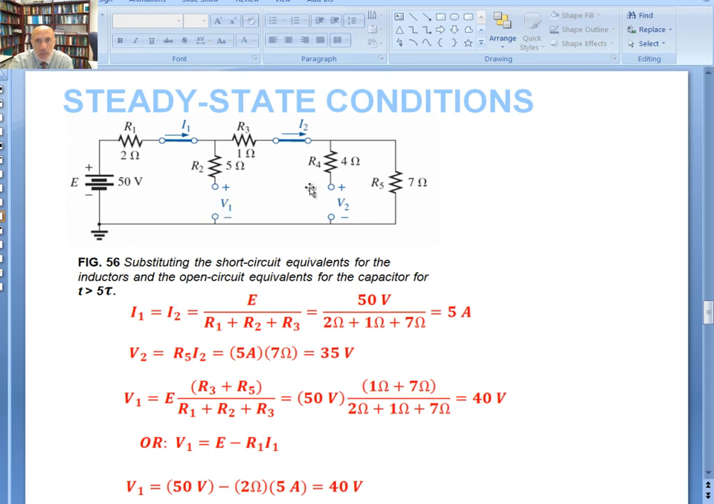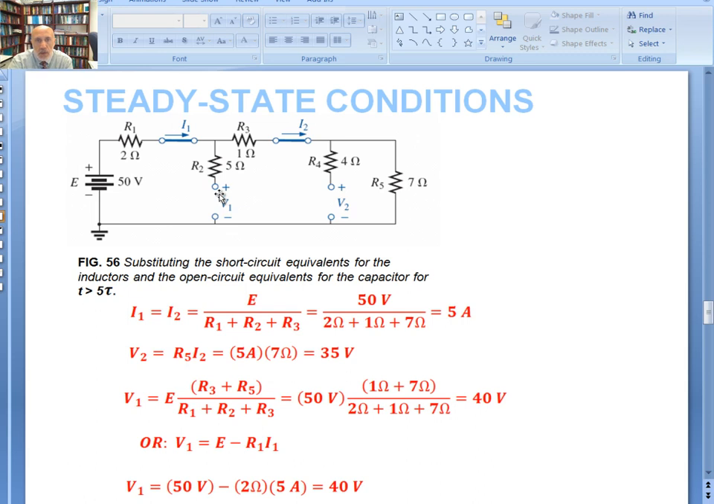For the voltage V2, that's simply equal to the voltage. There's no current flowing in here. Put a voltmeter here, it's going to measure the voltage across R5, which is 7 multiplied by 5. It gives you 35 volts.